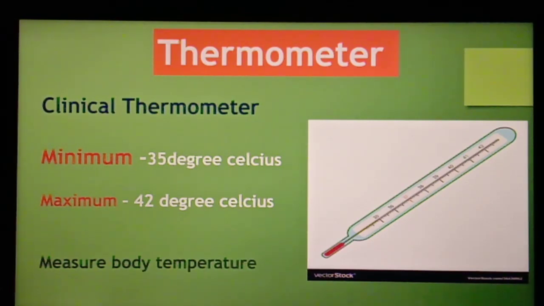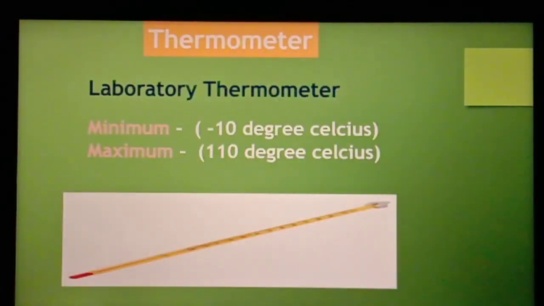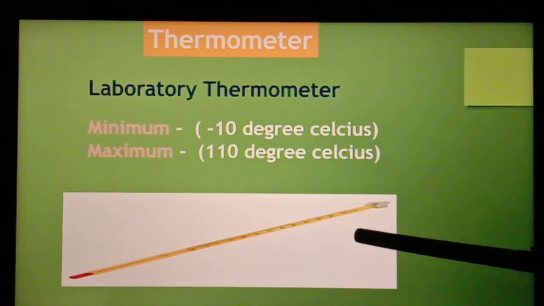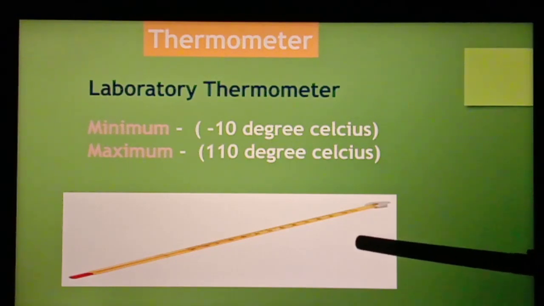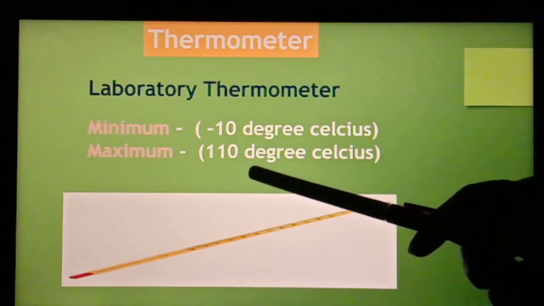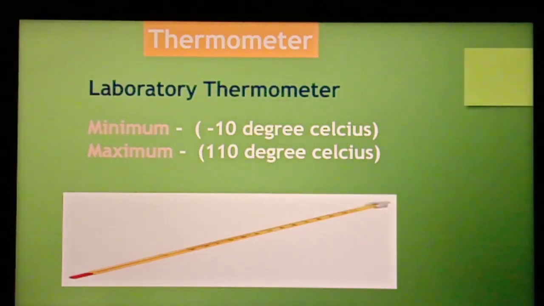The next type of thermometer is the laboratory thermometer. We can easily use a laboratory thermometer in the labs. We can see this kind of thermometer there only. The thermometer is nearly thrice the size of the clinical thermometer, and it has a scale from minus 10 degrees to 110 degrees. And it is used to measure the cold temperature as well as the hot temperature.